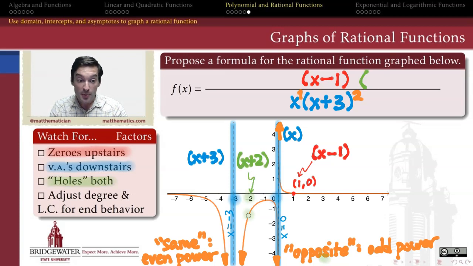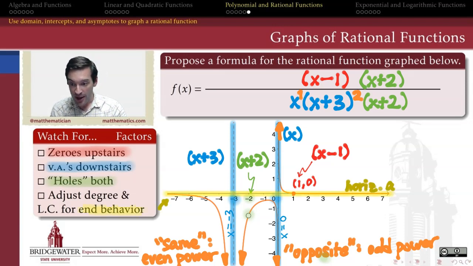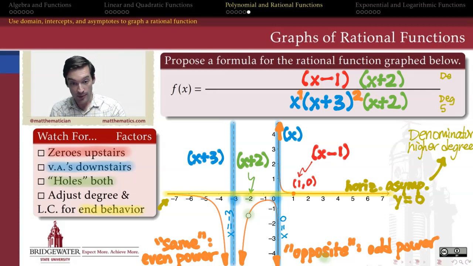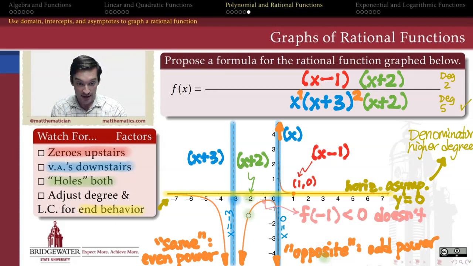We can create a removable discontinuity, or a hole, by placing that factor in both the numerator and the denominator. And finally, as with our polynomial example, we can adjust the leading coefficient as well as the degree of the numerator and the denominator until the end behavior and/or the y-intercept that we want are exactly right. In this example, all we need to do is make a leading coefficient negative so that f of -1 can end up being a negative value.